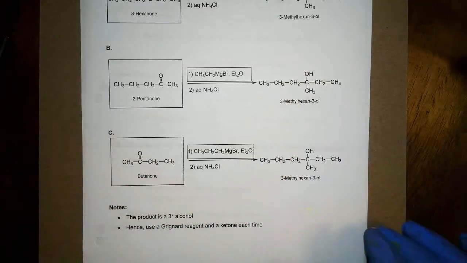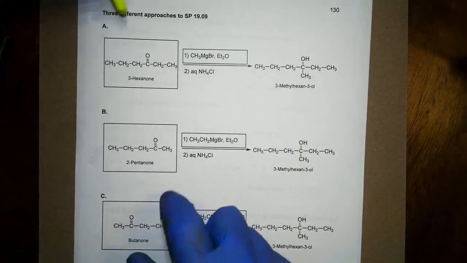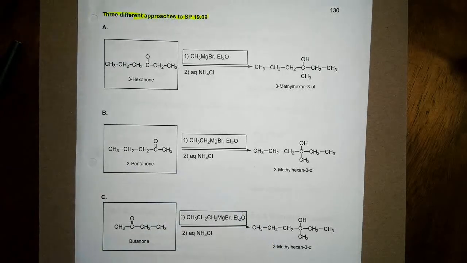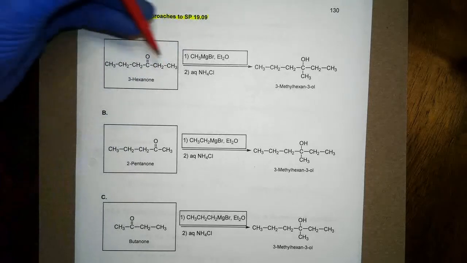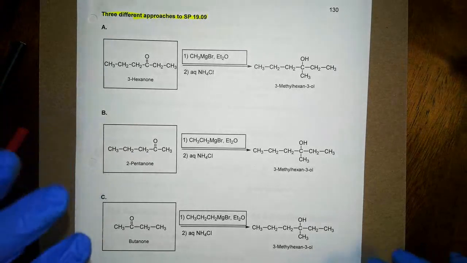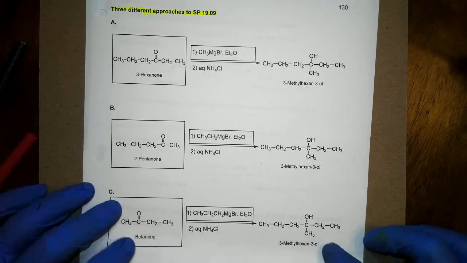Now on page 130, I have all 3 approaches. You may recognize this. These are 3 different approaches that all result in the same product. So take a look at those as a reminder for how to do this Grignard chemistry. In all cases we have ketones, and they're all different. In all cases we have Grignard reagents, which also are all different. So give this a look-see so that you can get a perspective on how all of this works.